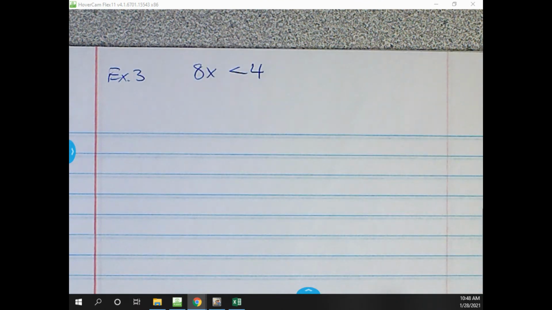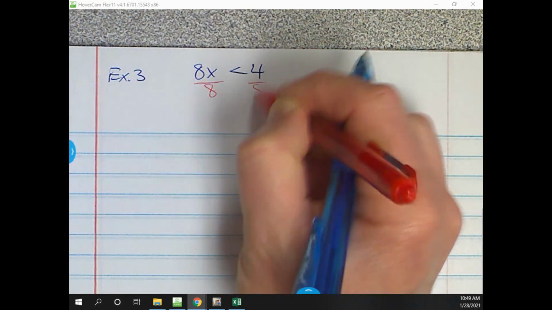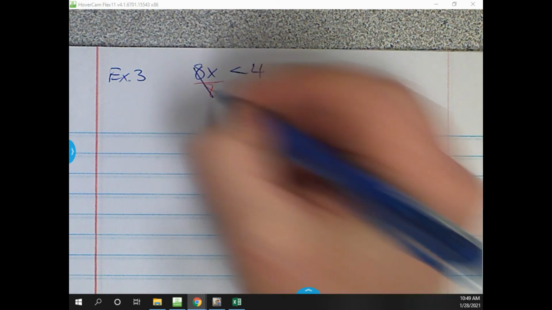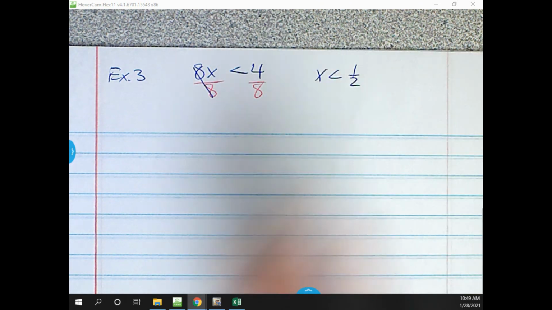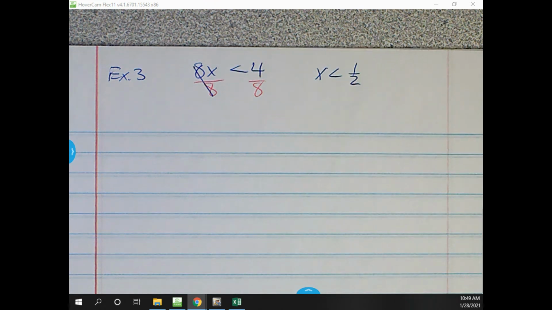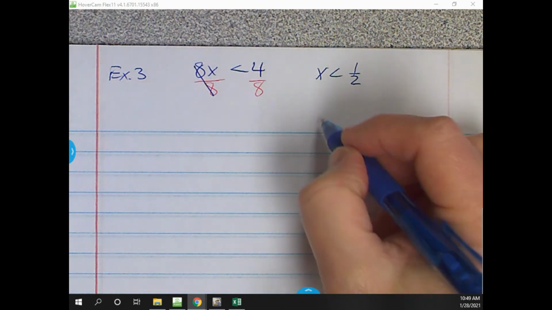Let's say you have 8x less than 4. Only one thing to do in this case. A lot of people go, oh, well, that's 2. Not exactly, because if you divide by 8, now you've got x is less than 4/8. If you simplify that down, that's going to be a half. And sometimes people go, well, how are we going to put a half? Again, the good news is when you're doing these problems that they've already got the choices for you.